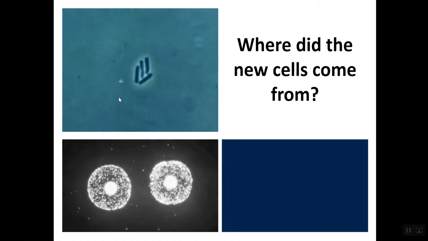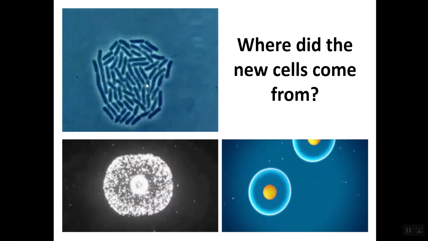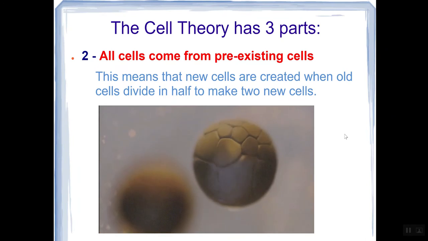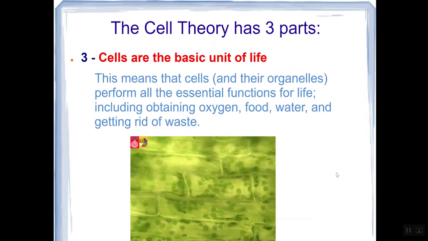This one cell split into two, or these two split into four, this split into eight, which takes us to our second part of cell theory, that all cells come from pre-existing cells. So new cells are made when old cells divide in half to make new cells. And this division, like this cell is doing right here, is a process called mitosis.